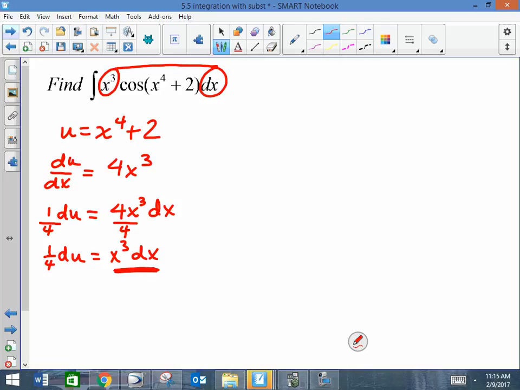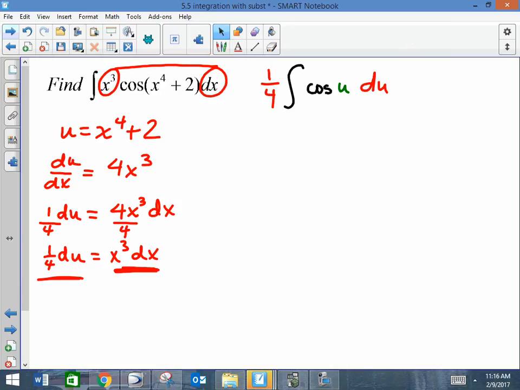I got to find something that I can swap out for x cubed dx. That's what I'm doing here. So as long as it's a constant, I can manipulate. I can throw it to the du side. So this red now is going to become 1/4 du. The integral is still here. The constant 1/4 is outside because it's not going to involve our function. And what's left in here? Cosine of u. U is x to the 4th plus 2. So it's a very simple thing from there. Does that make sense?